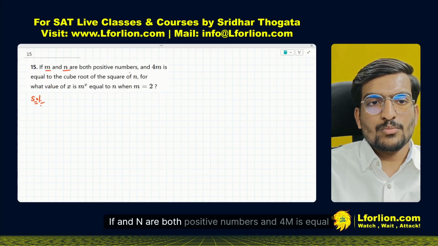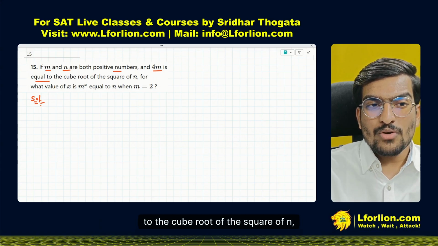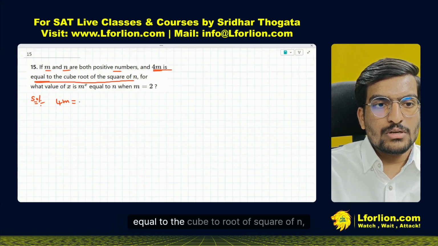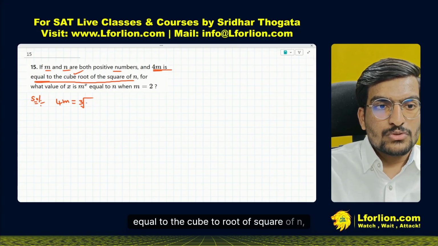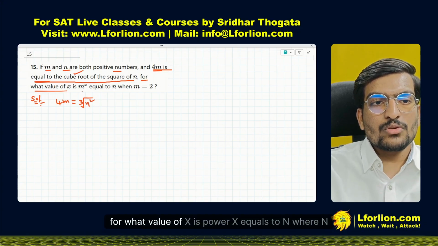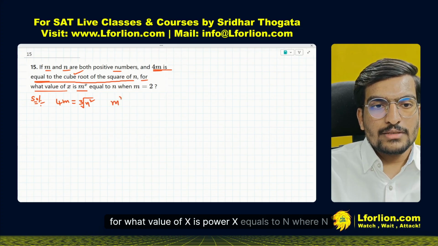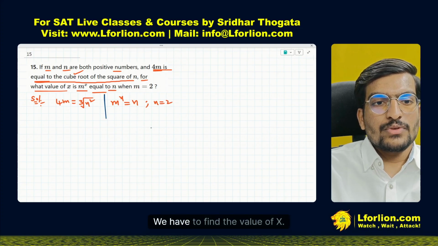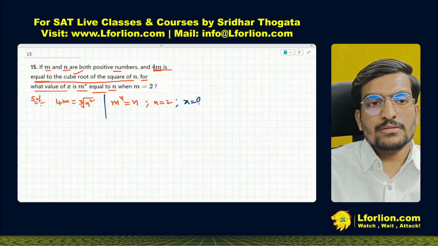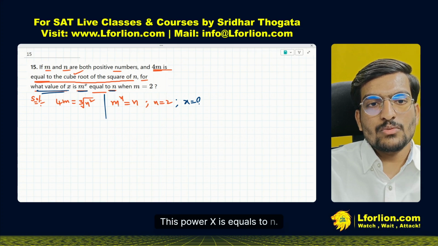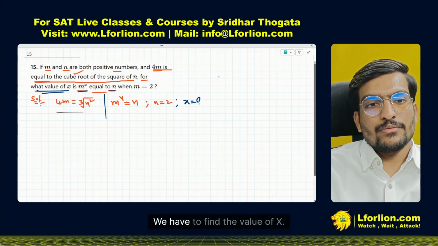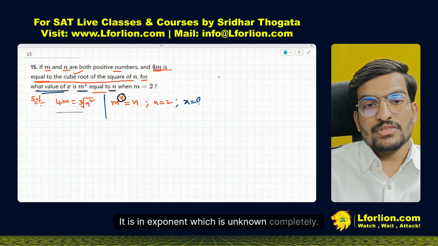If m and n are both positive numbers and 4m is equal to the cube root of the square of n, for what value of x is 2 power x equal to n, where m equals 2? We have to find the value of x. So for what value of x is this power x equal to n? We have some information here to solve. We have to find the value of x, which is in the exponent and completely unknown.